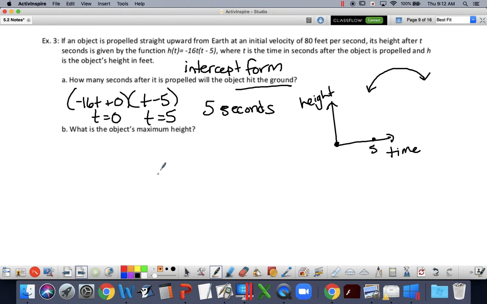Now, to find the maximum, it's going to be up here somewhere, and we know it's going to happen at a time of 2.5 seconds. So therefore, I'm going to take time of 2.5 and say that's when the max occurs. Therefore, in order to find the height, I'm going to plug it into my equation.